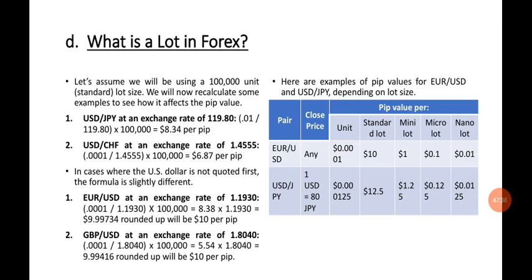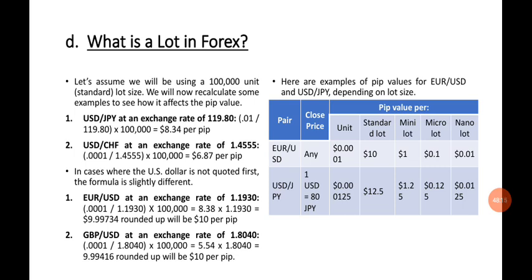So here are the examples of pip values of euro US dollar and US dollar Japanese yen, depending on your lot size. This table just shows it. Please mind the way it's arranged. Just pay attention to it carefully and understand it. So let's start with the euro US dollar. You can see any closing price, doesn't matter the closing size. Your unit is now 0.0001. Imagine there are 4 decimal places, because this unit is not 2 decimal places, it's up to 4 decimal places.